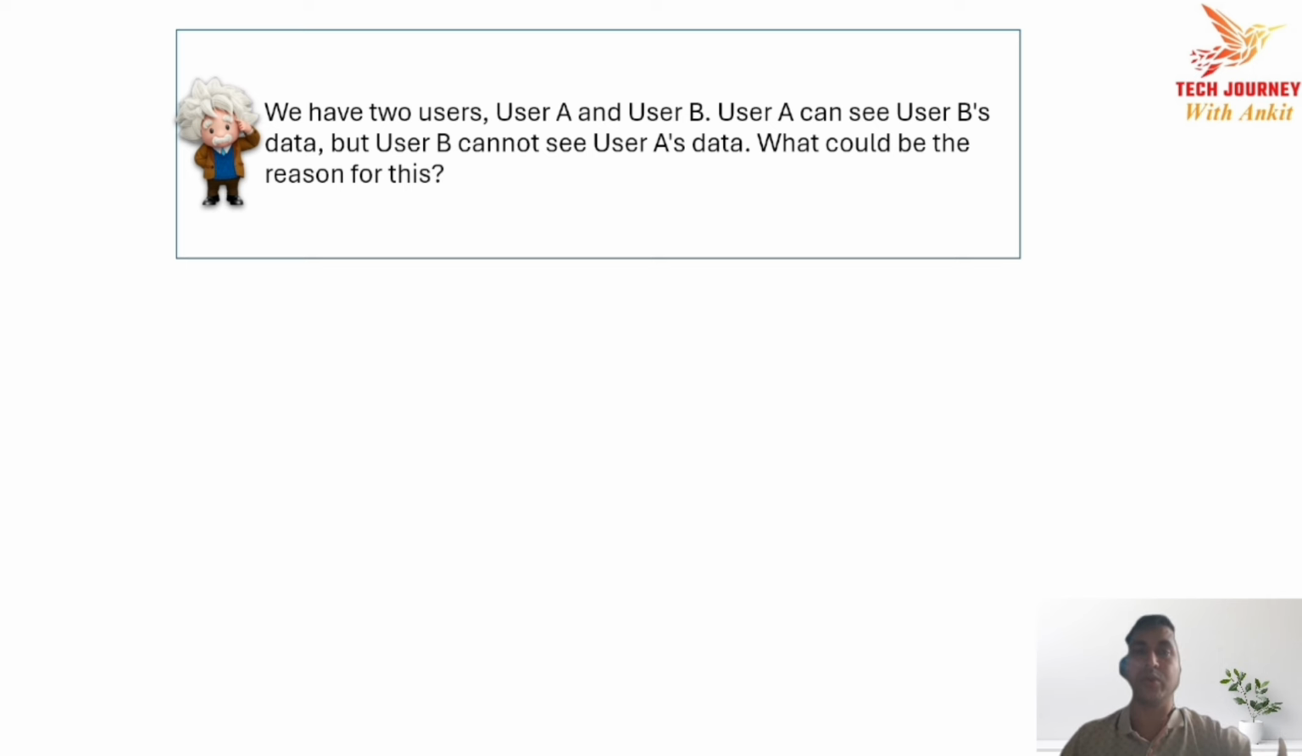Okay, so you do have the two users. Again, this scenario is a bit different from the previous one. In the previous one, both of the users could not see each other's records, but in this scenario, user A can see user B's data, but user B cannot see user A's data. How could you design that?